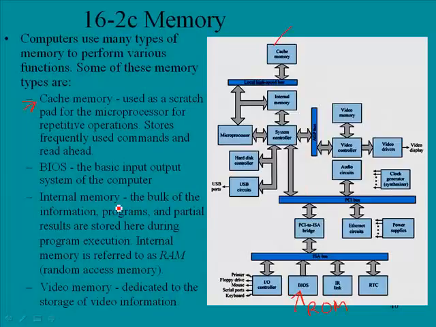Then there is internal memory. That is going to be right here. Internal memory, the bulk of the information, programs, and partial results are stored here during program execution. Internal memory is referred to as RAM, random access memory. Actually, cache memories are called RAM too, but since it's so small, when we say RAM, we're talking about this.